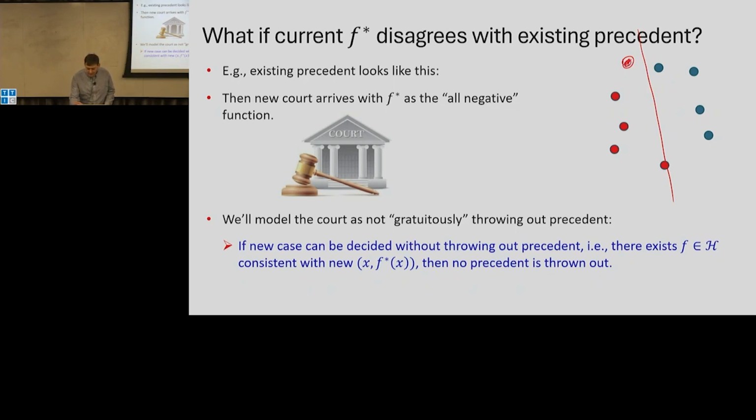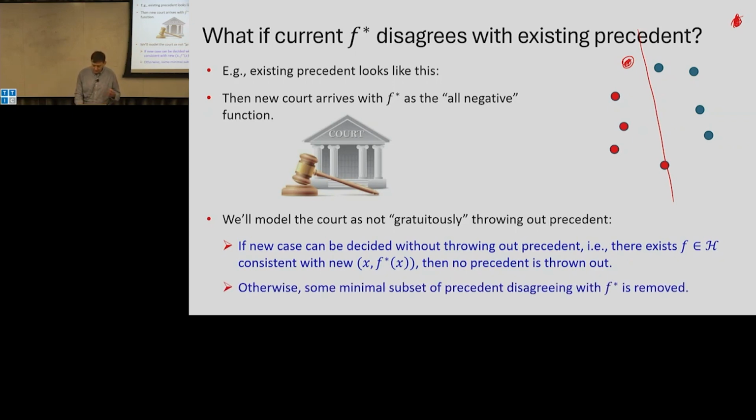So they won't actually throw it out, but if you give the point over here, now all of a sudden they'll say, well, this is negative, and now you have to throw out some precedent because it's not consistent anymore, and so that will actually cost something. So you could have a model like that. They'll throw out then some minimal substantive precedent.